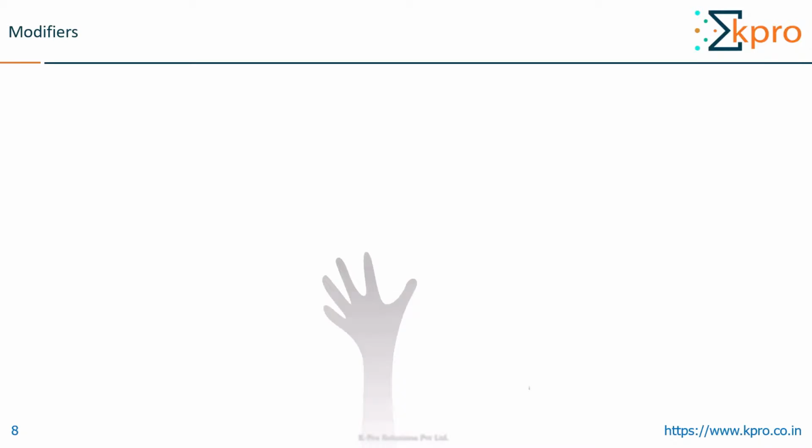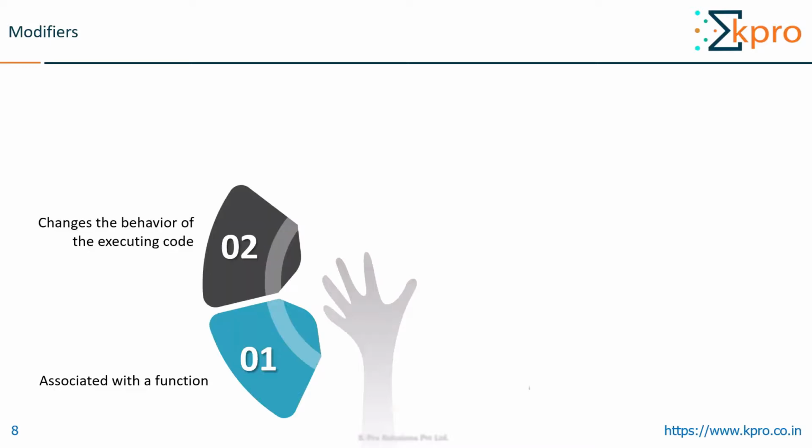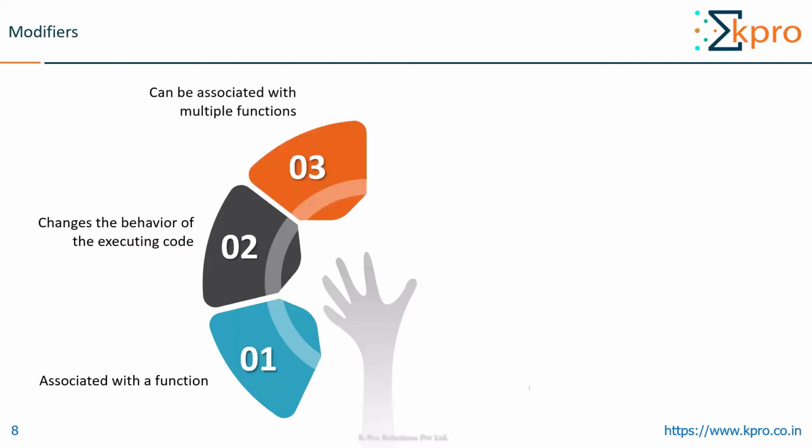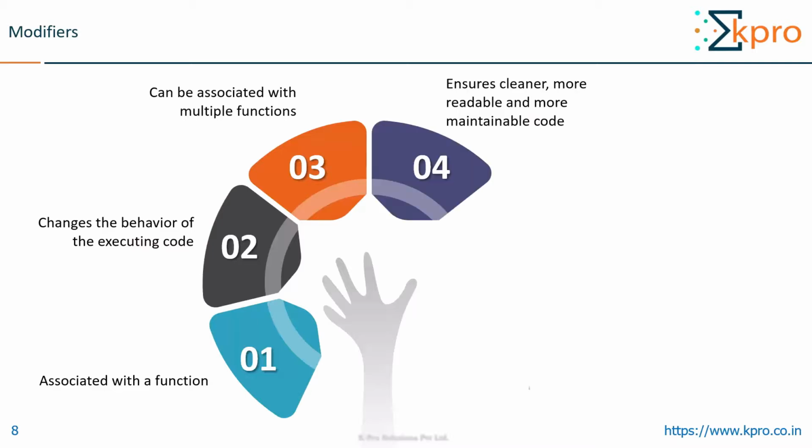Modifiers. A modifier is always associated with a function. It refers to a construct that changes the behavior of the executing code. Thus, it has the power to change the behavior of the function associated with it. The modifier can be thought of as a function that will be executed before the target function, to decide whether the target function should be executed or not by checking the current state of the contract, incoming values, current values, etc. A modifier can be associated with multiple functions. This ensures cleaner, more readable, and more maintainable code without cluttering them with the validation and verification rules.